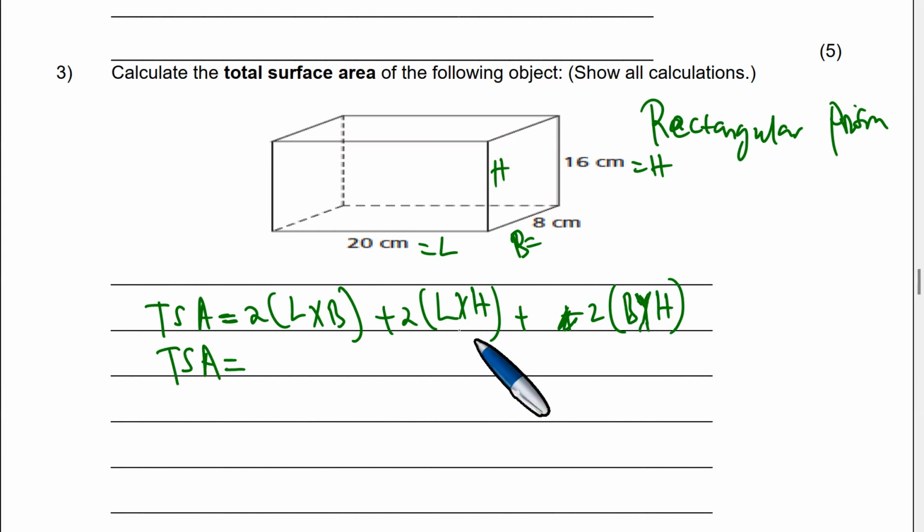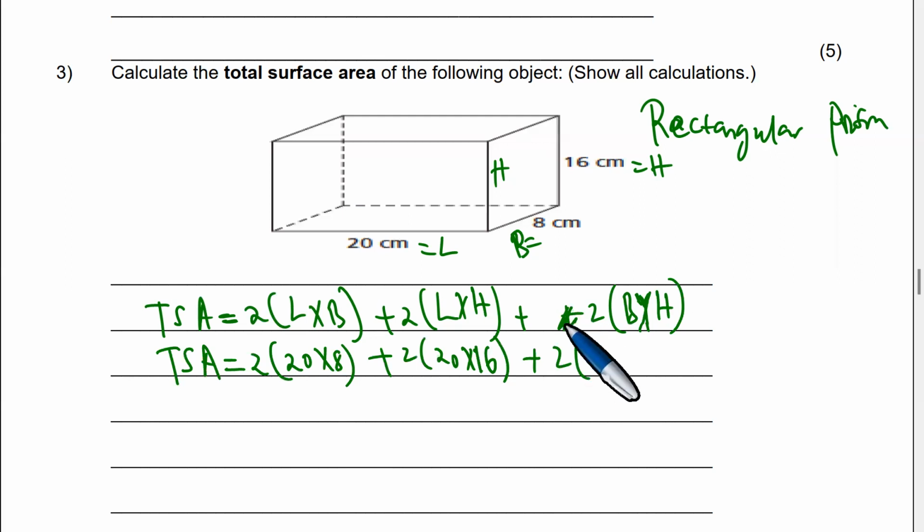So if you have the length by the breadth, the length is 20 by the breadth is 8, 2 into. Now you have the length by the height. The height is 16, but the length is 20. Then 2 into the breadth is 8 by the height is 16. Then you get the answer, total surface area.